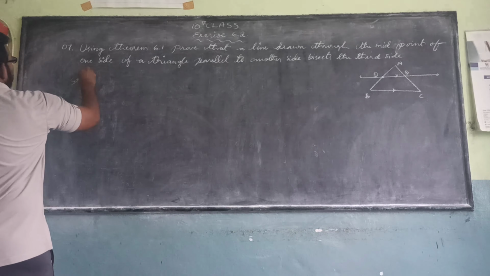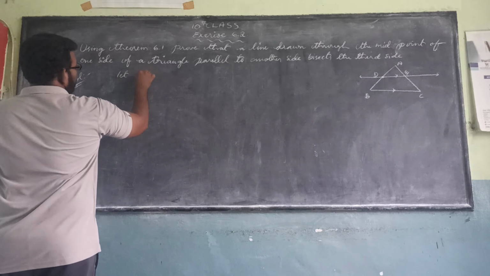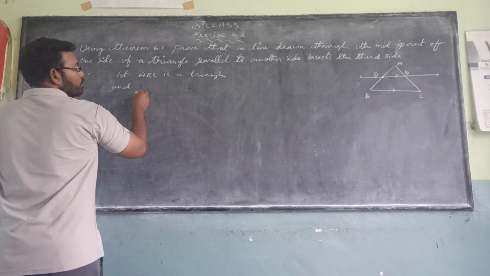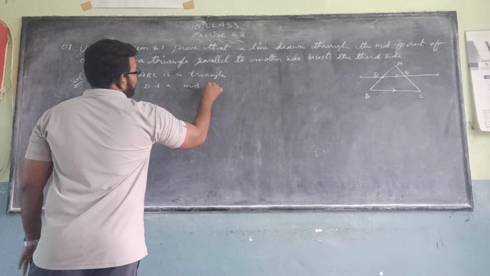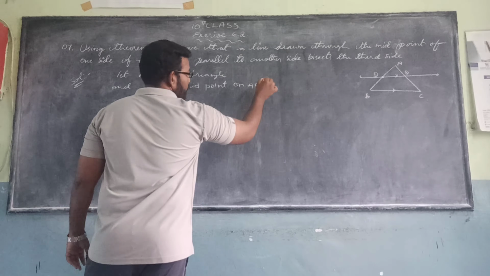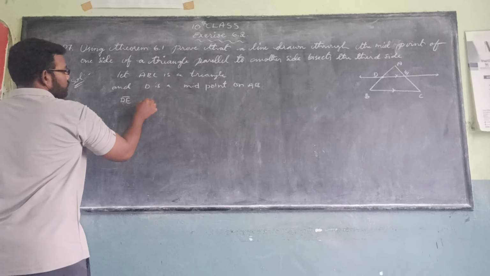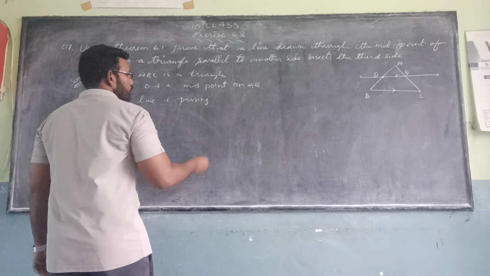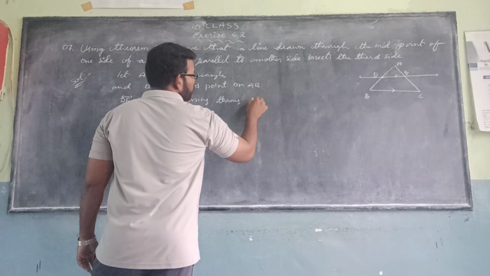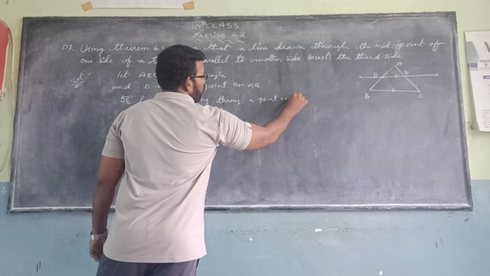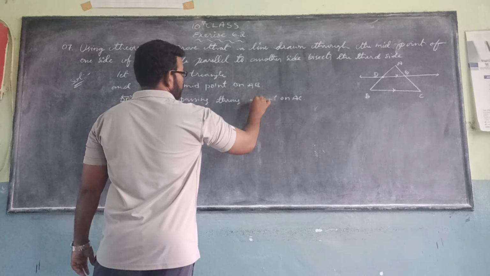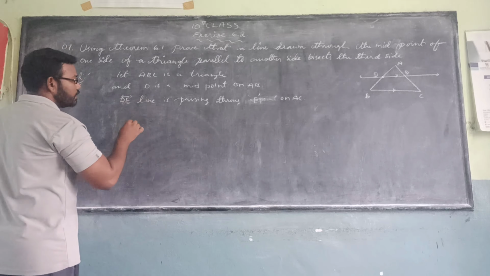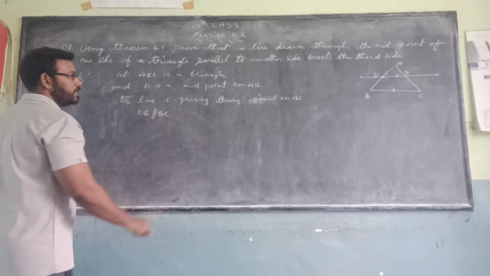Now we can write the construction. Let ABC be a triangle and D be the midpoint on AB, and also the line DE is passing through a point E on AC, and also clearly mentioned that it is parallel to the third side. That means DE is parallel to BC here.